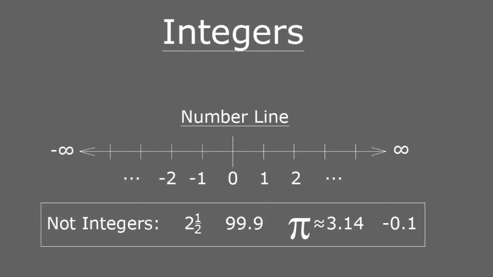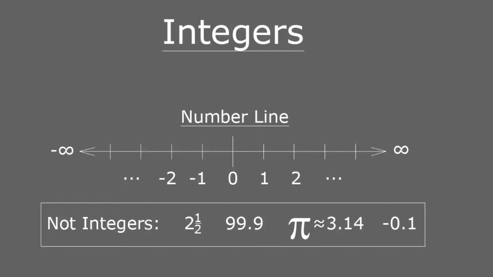99.9 is very close to 100, but it is not 100 and it is not 99, so therefore it is not an integer. But be careful, if you see a 99.0, in that case, if all the numbers after the decimal point are 0, that is an integer.